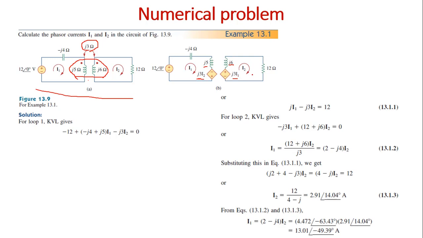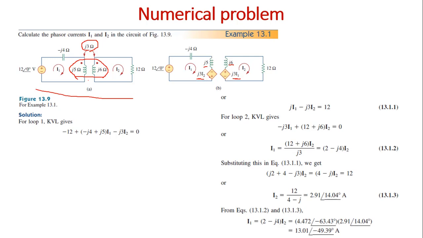Similarly in the second coil, self inductance value is j6, so we write j6, and we have drawn a dependent source. The value of the dependent source is mutual inductance j3 into the current in coil 1, which is I1. So now the values are clear, right?